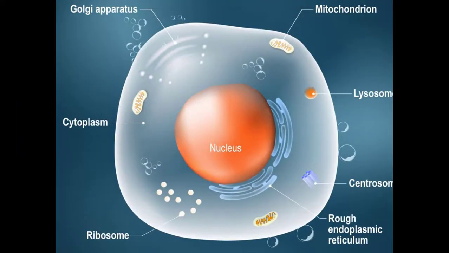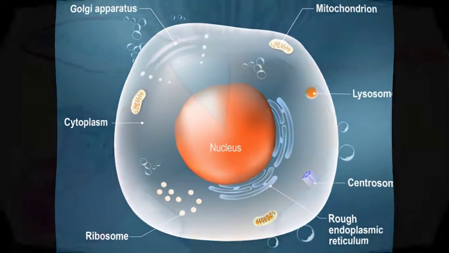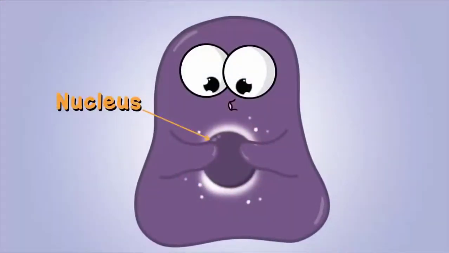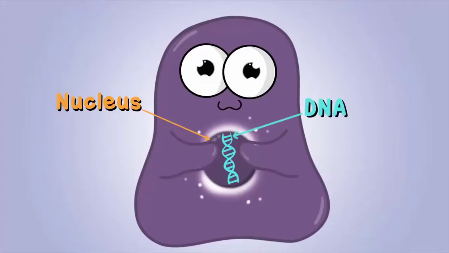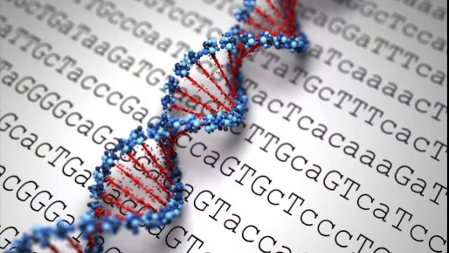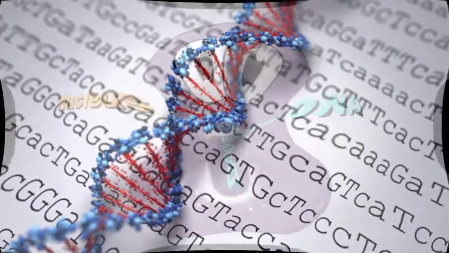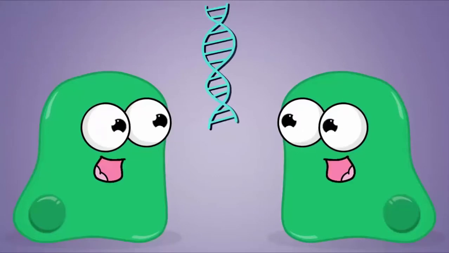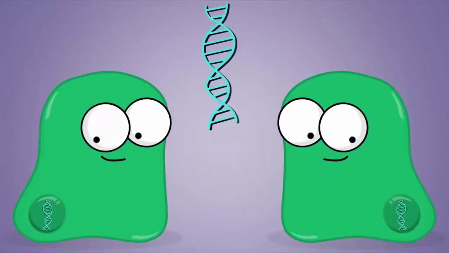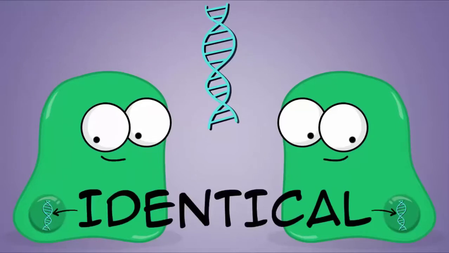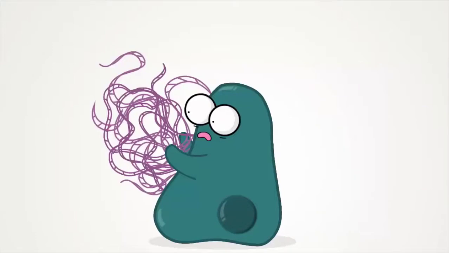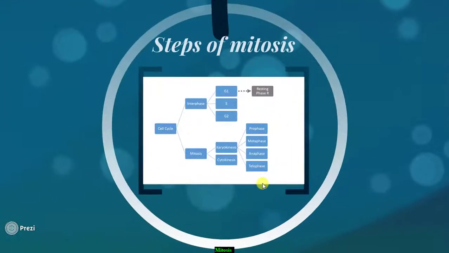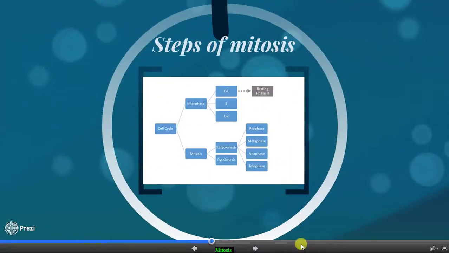Your cells have something inside them, an organelle called the nucleus. And the nucleus holds your DNA. DNA is really important because it's your genetic information. Now, before undergoing division, in interphase, your cells make a copy of each DNA in order to give those copies to new daughter cells. So now we can get right into the steps of mitosis.